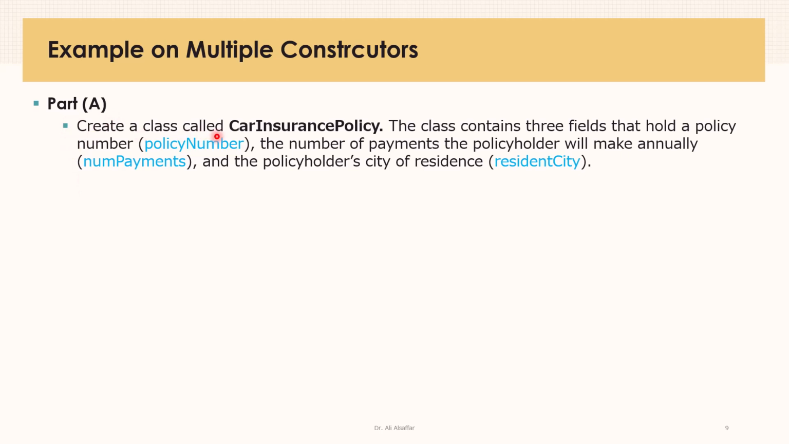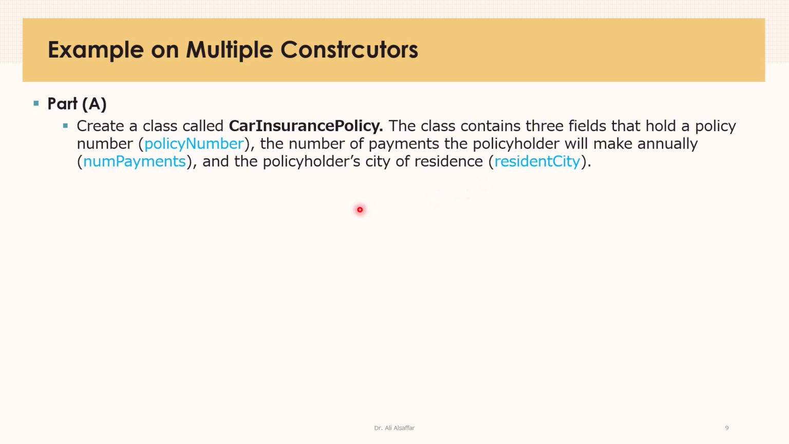We need to create a class called CarInsurancePolicy. The class contains 3 fields, or 3 data members, or 3 instance variables. The first one will hold the policy number. The second will hold the number of annual payments for the policy holder. The third one will be the policy holder's city of residence.